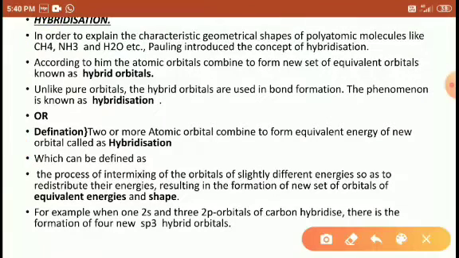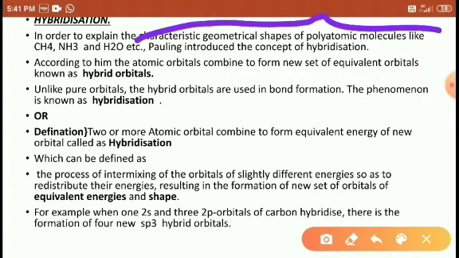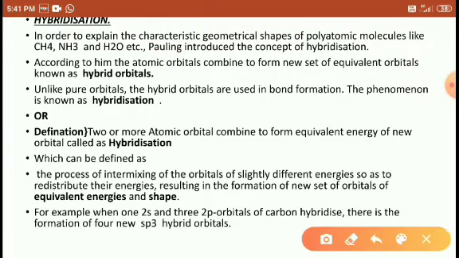Hybridization means, students, it is the hybridization which gives the geometric shape of polyatomic molecules, and it was explained by Pauling. Right students? Okay, what is hybridization? It involves atomic orbitals. What is an atomic orbital?